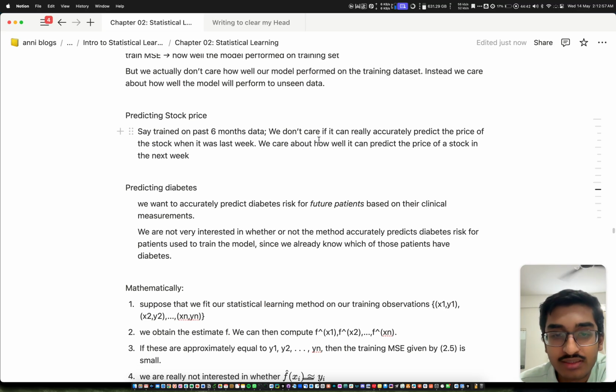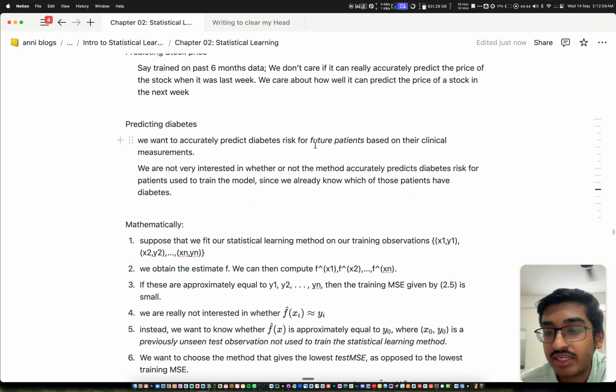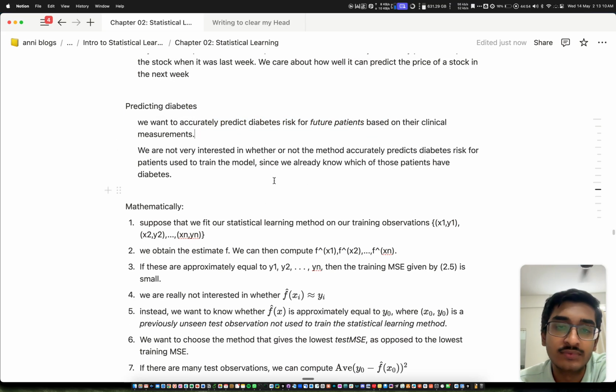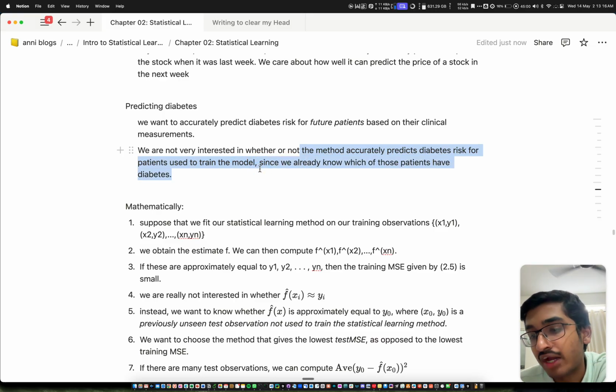Again, diabetes. You have a model that can predict whether an old patient had diabetes or not. We don't care about that. What we really want is to accurately predict the diabetes risk of future patients. It doesn't matter whether it predicts diabetes for patients used to train the model, since we already know whether they have diabetes or not.